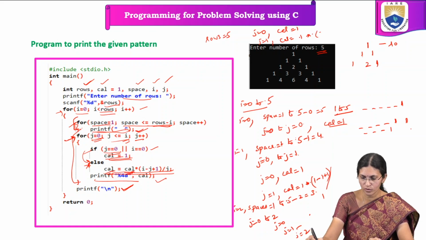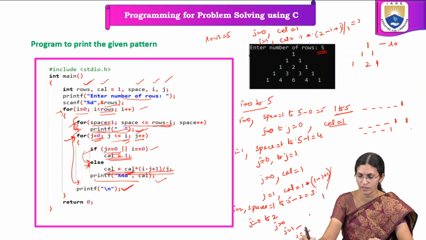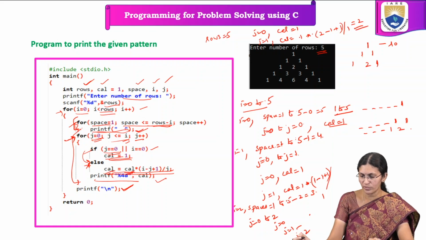So what is I? 2 minus, j value is equal to 1. So plus 1 divided by j. J is equal to 1 here. So 2 minus 1, 1, 1 plus 1, 2. So 2 into 1 which is equal to 2. So 2 will be printing here.